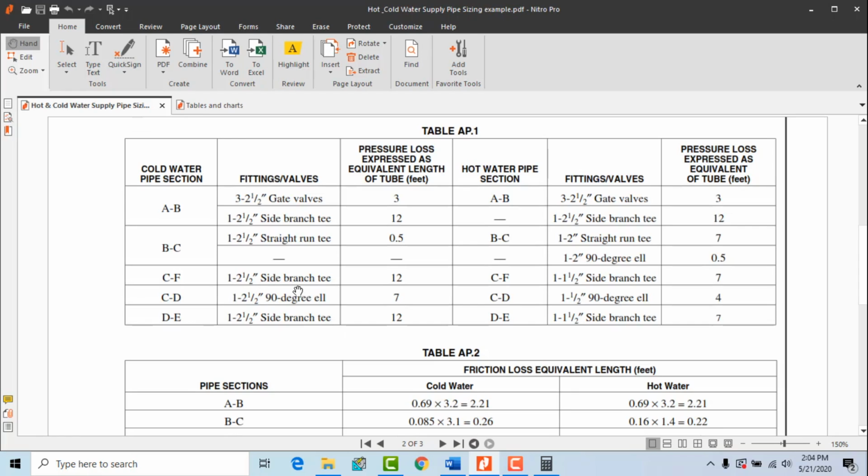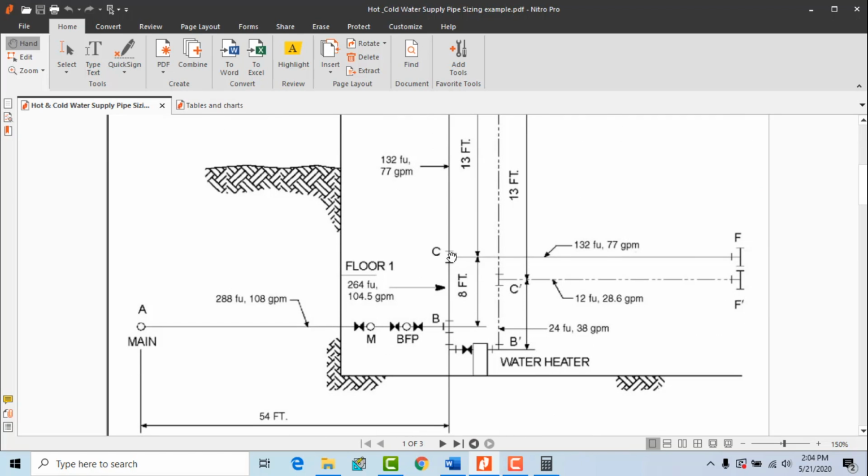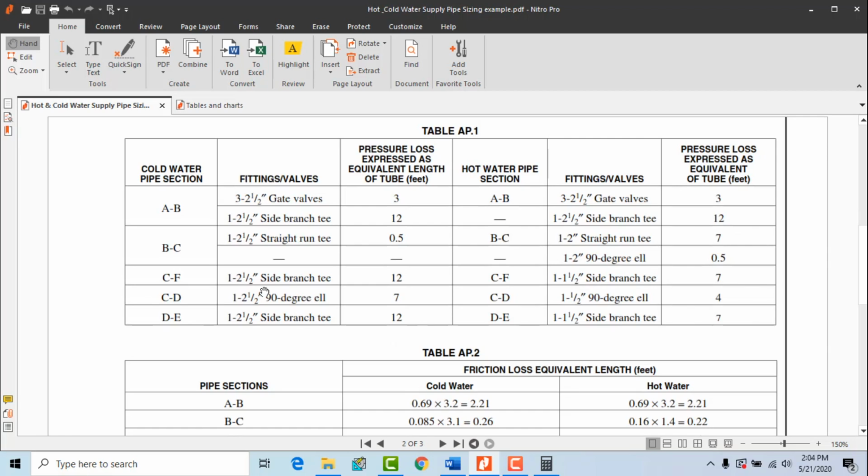Then from C to F we have a side branch T, only one 2.5 inch side branch T. The size is the trial pipe size we already calculated before. We already calculated the 2.5 inch side branch T, that is 12. There is no need to go and check again.